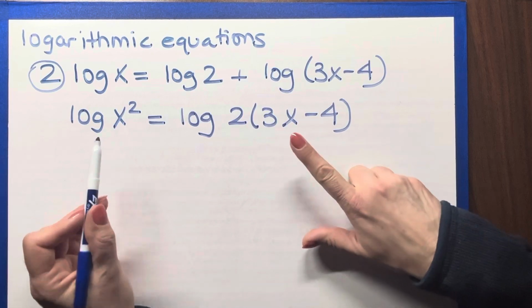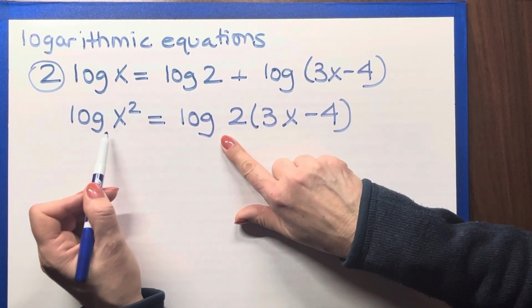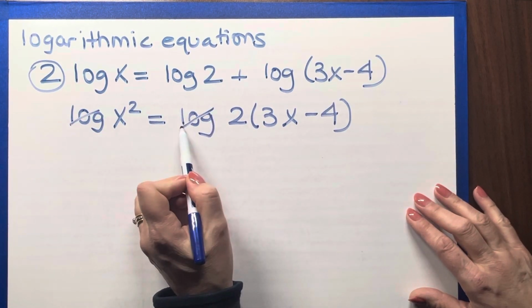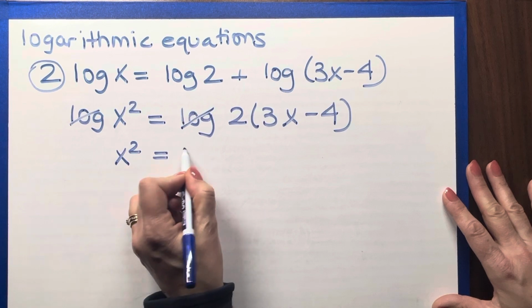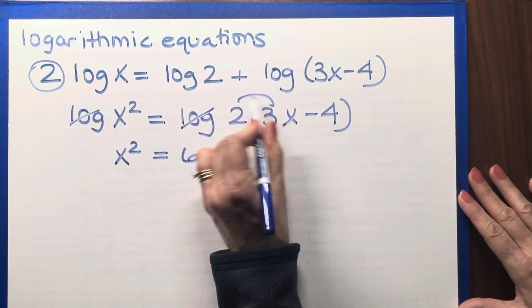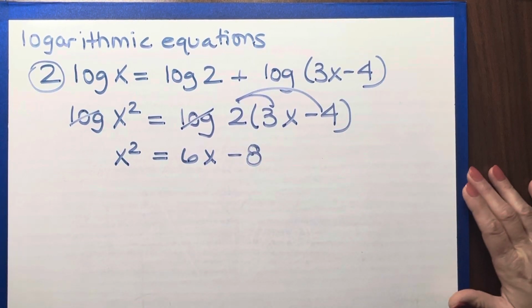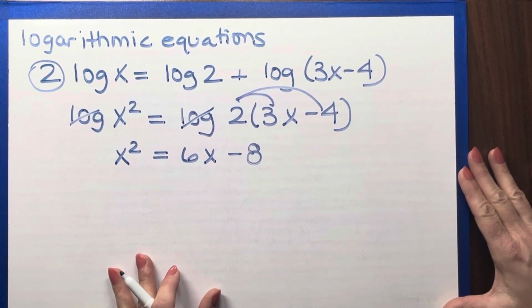Now at this point, I have a log statement on each side, and these logs are both the same base. So what I can do is drop the log statements and just put the arguments equal to each other. I'm going to go ahead and distribute through here. So I have x squared equals 6x minus 8.